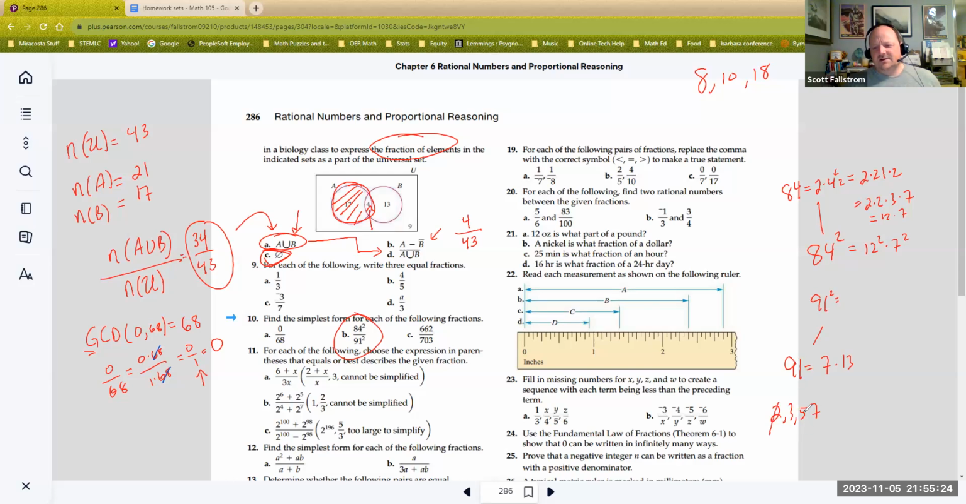I check 2, it's not. Check 5, it's not. Check 3, 9 plus 1 is 10, it's not. Check 7, and guess what? 91 breaks down into 70 plus 21, which means it's divisible by 7. So again, you end up with 7 squared times 13 squared, and then look for those, because we're thinking about this as a fraction, 84 squared over 91 squared, you should be able to see some common factors and then think about what remains. And for the last one, 703 and 662, again, you do have options here.